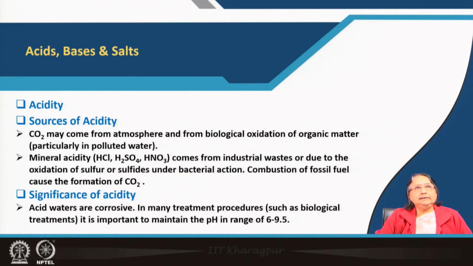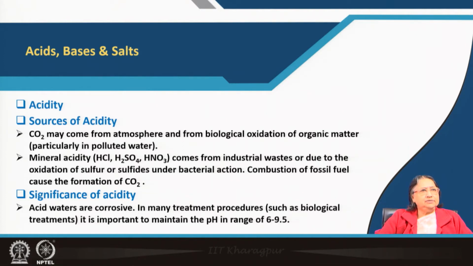We know that acidity may come from different sources, and for environmental purposes it may be mainly of two types. One is strong acidity, like mineral acidity, and another is carbon dioxide acidity, which comes from the atmosphere and from biological oxidation of organic matter, particularly in polluted water. Mineral acidity comes from strong acids like HCl, H2SO4, HNO3. It may come from industrial waste, from oxidation of sulfur or sulfides under bacterial action, or from combustion of fossil fuels, because of the formation of carbon dioxide.